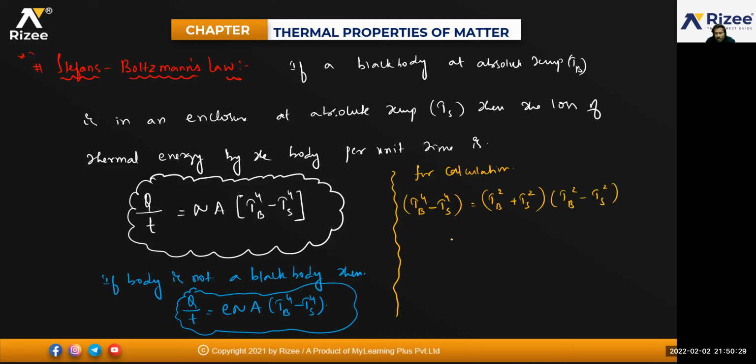I'm writing with the other pen, so it will be easy for you to understand. This will be equal to TB plus TS into TB minus TS. For calculations, it will be easy if you can remember this relation right now.